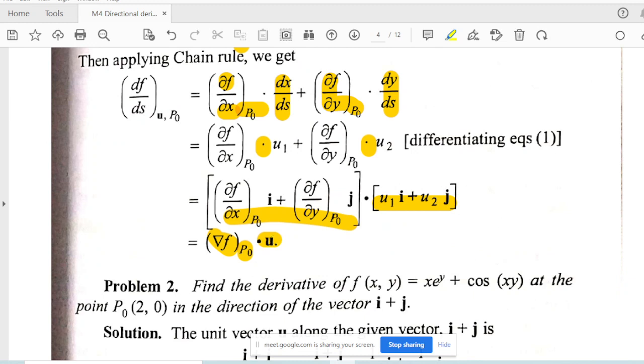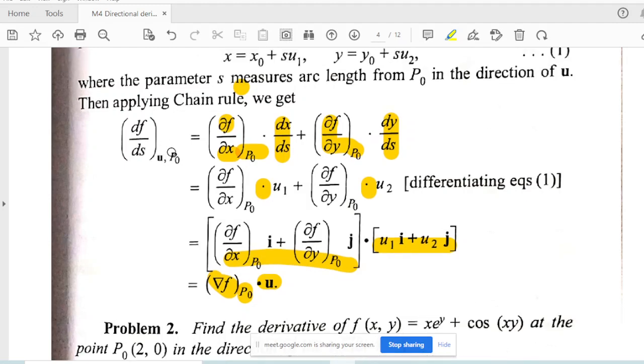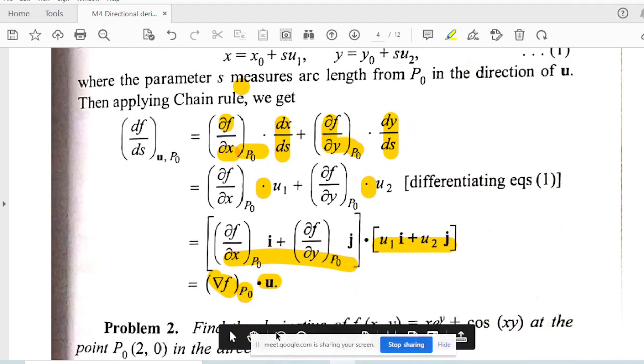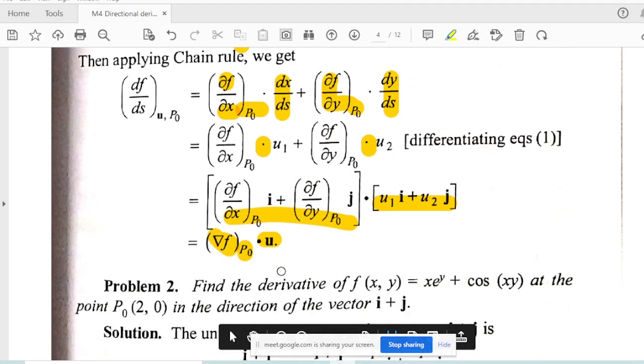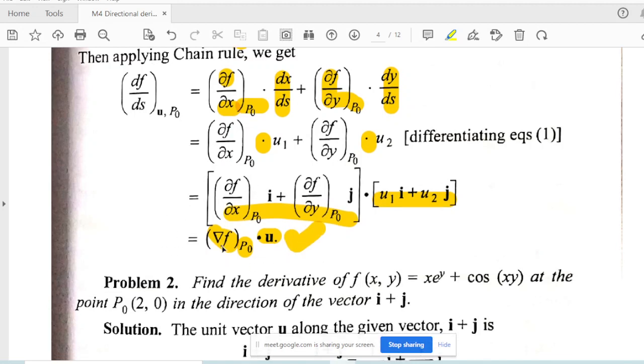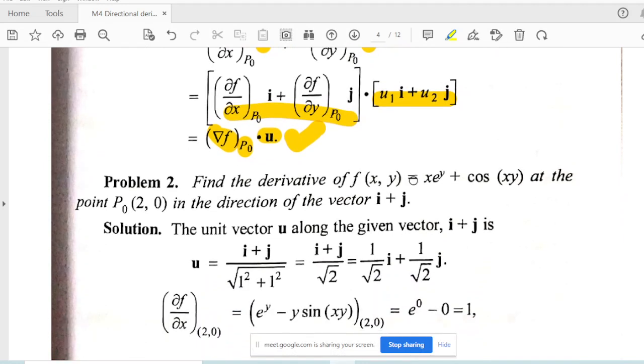So we can get that df by ds at u comma p naught is equal to nabla f of p naught dot unit vector u. Okay, this is an important concept. By using this particular formula, now we can see our next example. Find the derivative of f of xy, which is equal to this, at the point 2 comma 0 in the direction of i cap plus j cap.